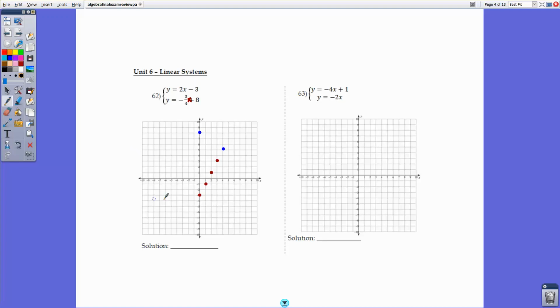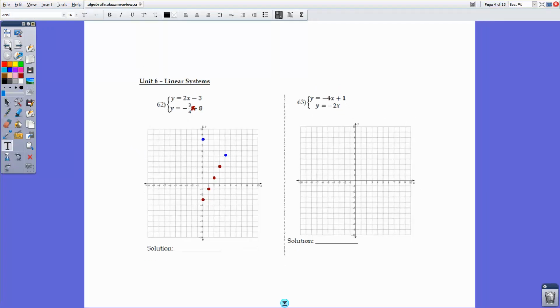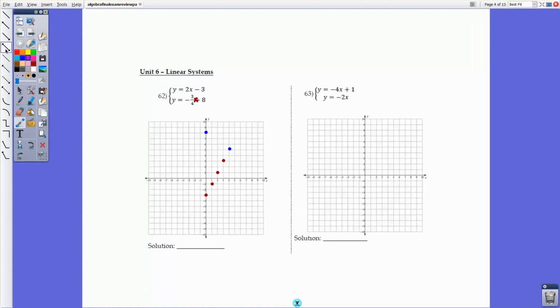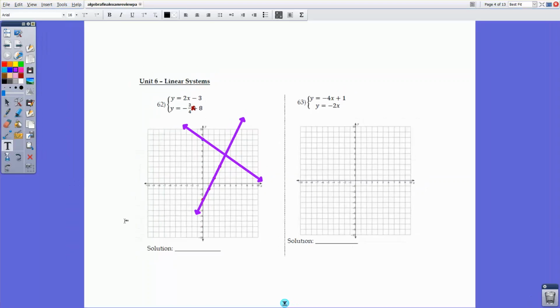You'll notice that this particular line, if I draw lines on here, we will get a point of intersection, because the solution to a system of equations is where the two lines would intersect. So in this case, the solution is 4, 5. And also we want to make sure we list both points in our solution. All right, if I were to plug these points in, I should get a true statement for both equations. So if I plug in 2 times 4 minus 3, I get a 5, that's right. If I do negative 3/4 of 4, that's going to be negative 3, plus 8, that's also 5.